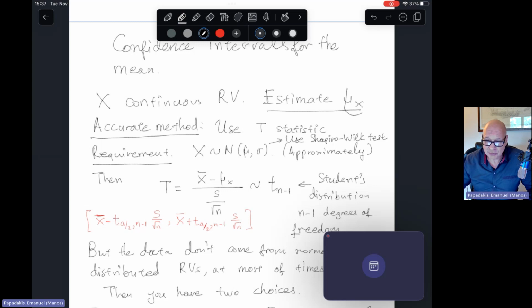Now, the classical method tells us that you have to use the t-statistic, and here I have the t-statistic. So you take the sample average, the t-statistic is defined in the following way. You take the sample average, you subtract the value that you don't know and you want to estimate, and you divide by the quotient of the standard deviation divided by the square root of the sample size. This is the sample standard deviation, the S, so you know it. This is the t-statistic.